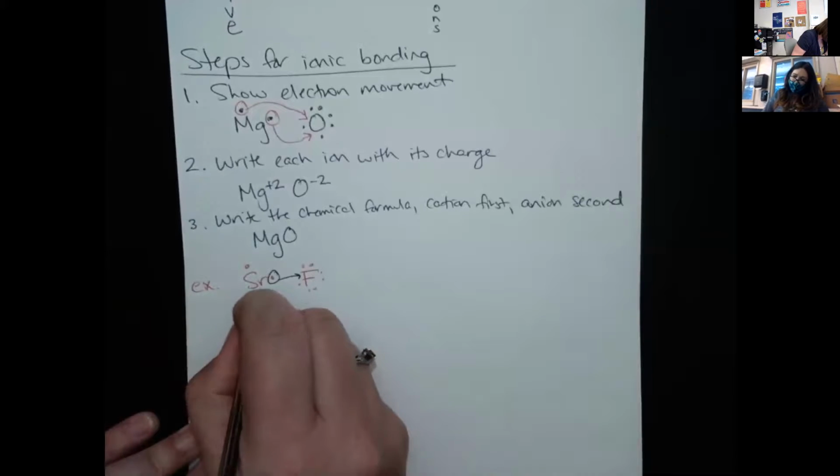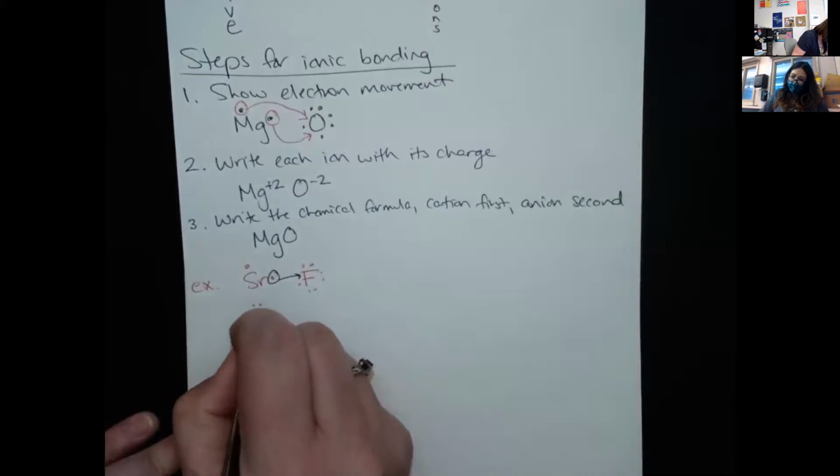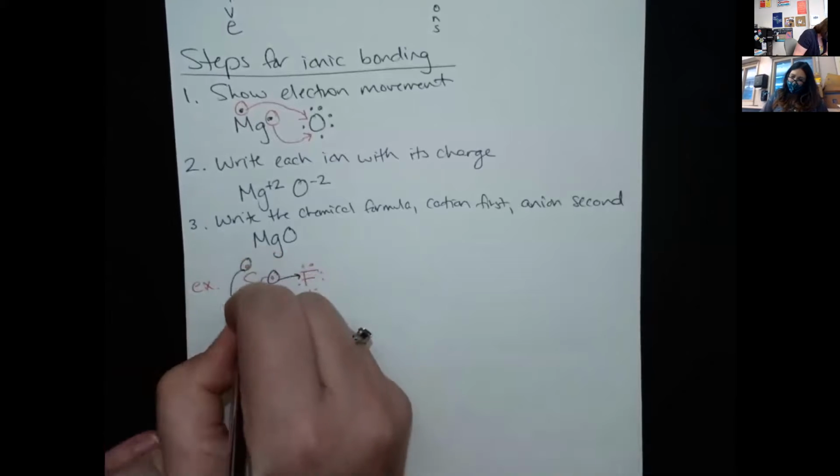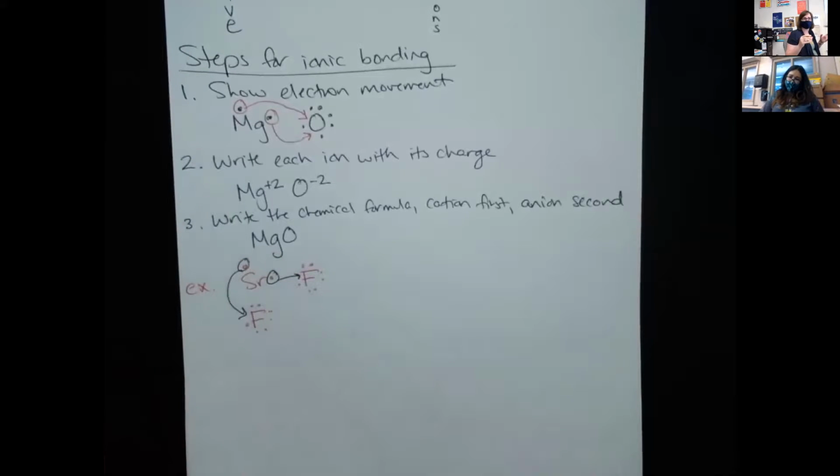So here's another fluorine. And strontium can give its electron to the other fluorine. I'm only allowed to use those 2 elements, but I can use the number that I need to make everybody happy, because that's what happens in the world, in the atom world. So step 1 was showing the electron movement.